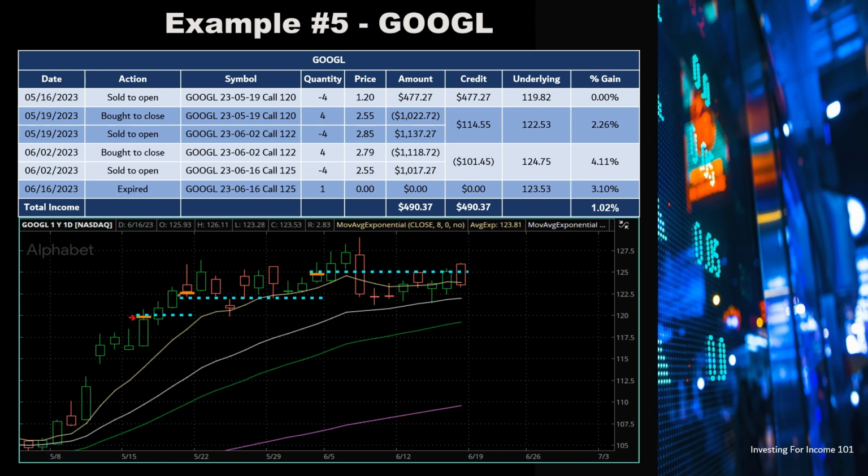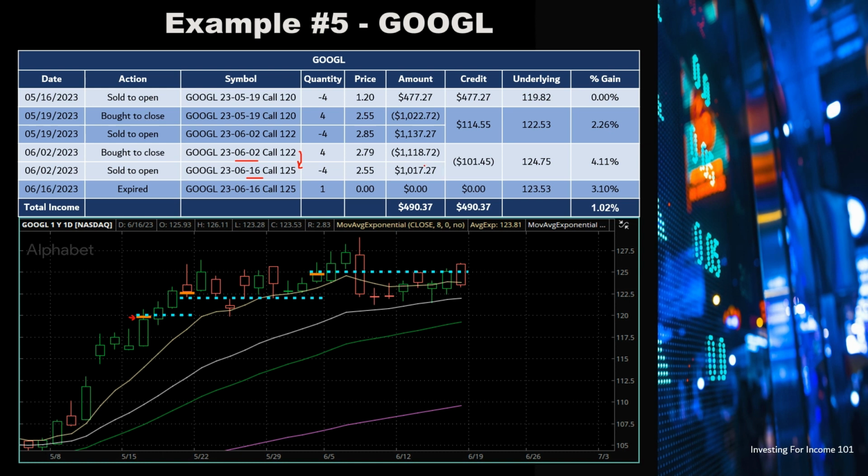So at this point, I extended the trade by 2 weeks, and I raised the strike price by 2 points, right? And 2 weeks later, again, Google traded above my strike price. So this time I extended the trade again, raised the strike price by 3 points, right? I went from 122 to 125, and extended the trade again by 2 weeks.